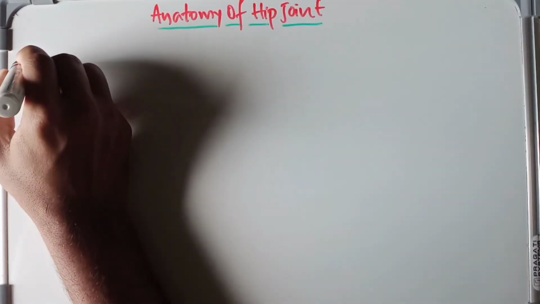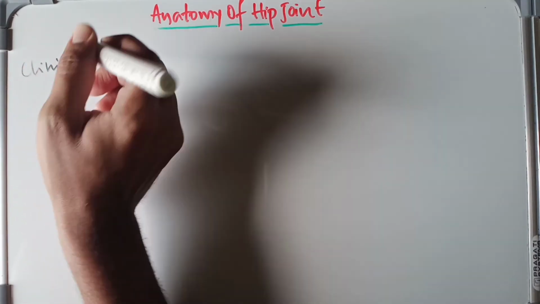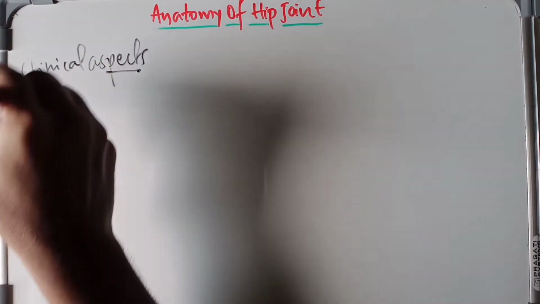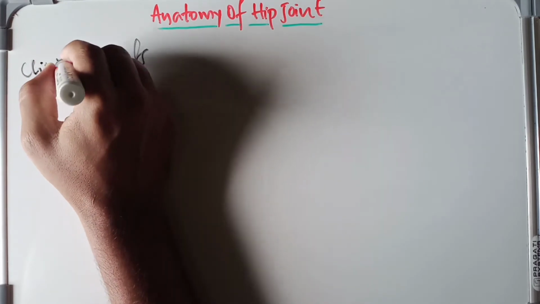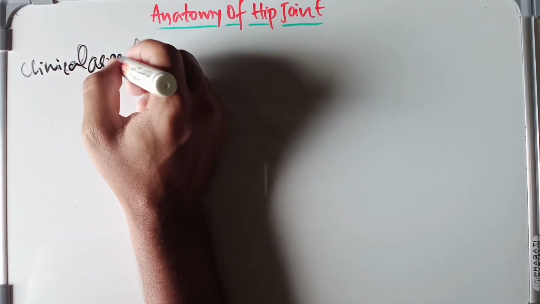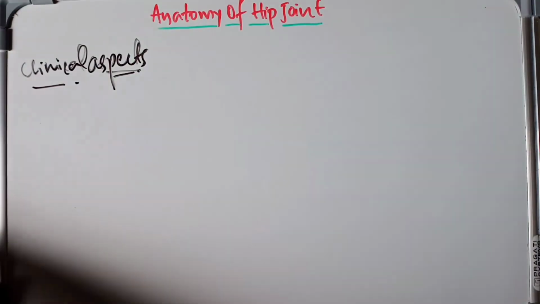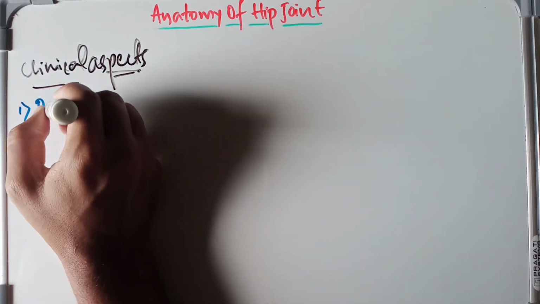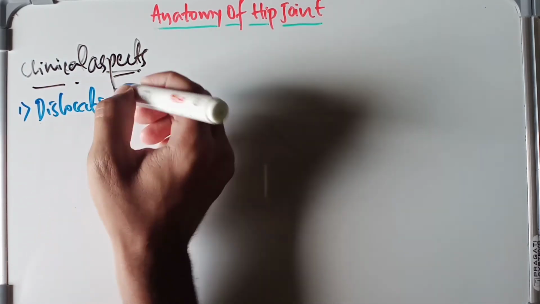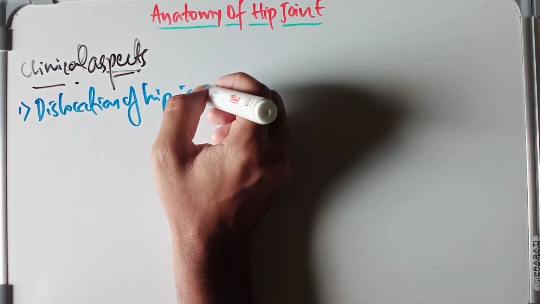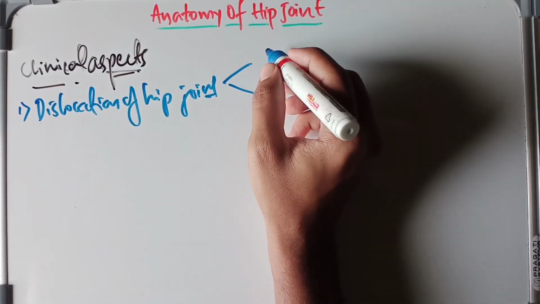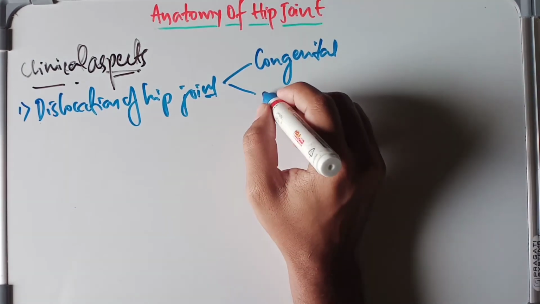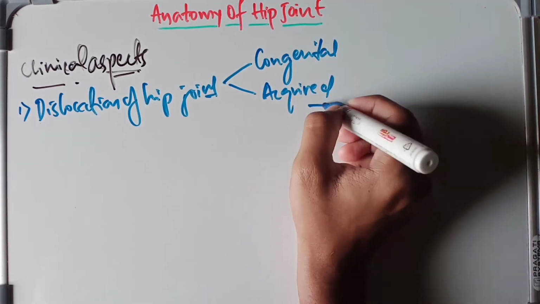So finally, a small discussion on the clinical aspects of the hip joint. Firstly, we will discuss the dislocation of the hip joint. When it comes to the dislocation of the hip joint, it can be congenital as well as acquired.